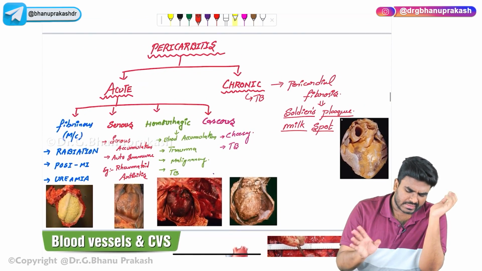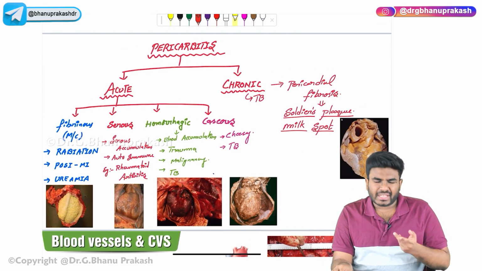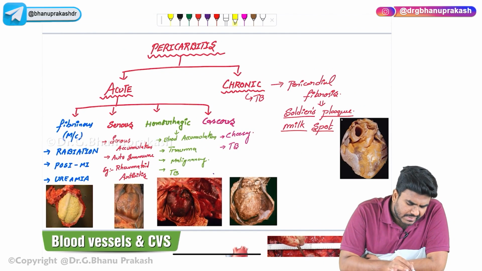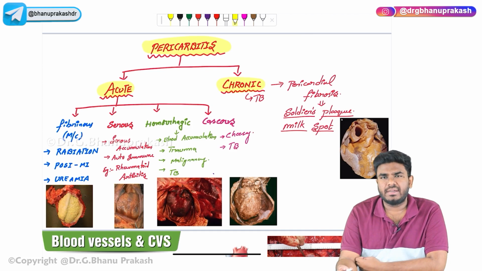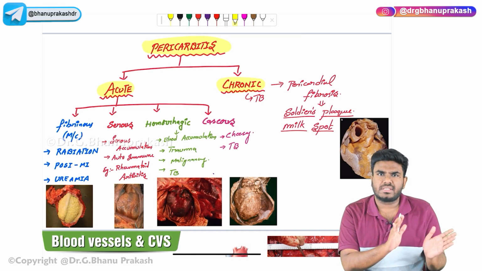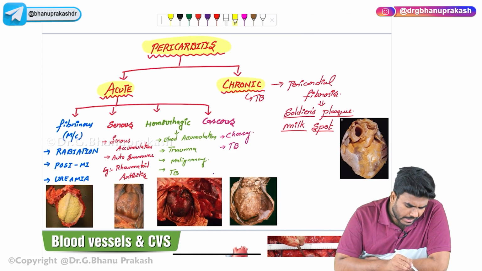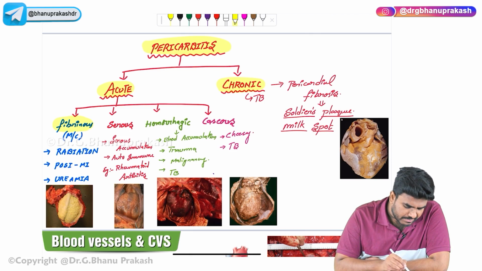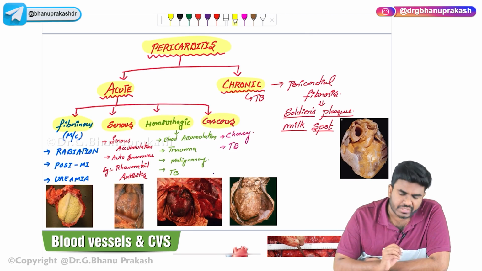Now, in this slide, I am just trying to show different types of pericarditis, which is not that important, but I will tell you. Pericarditis is divided into two types, acute pericarditis and chronic pericarditis. If it is happening suddenly, within a short period of time, it's acute pericarditis. This acute pericarditis can be fibrinous, serous, hemorrhagic, or caseous.